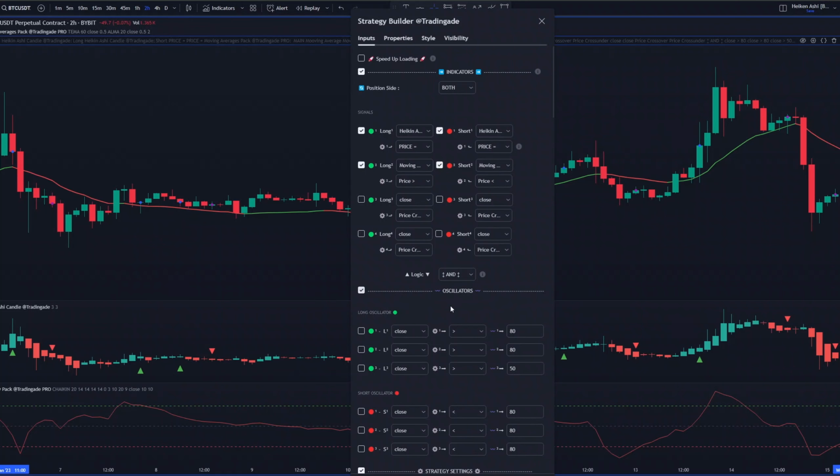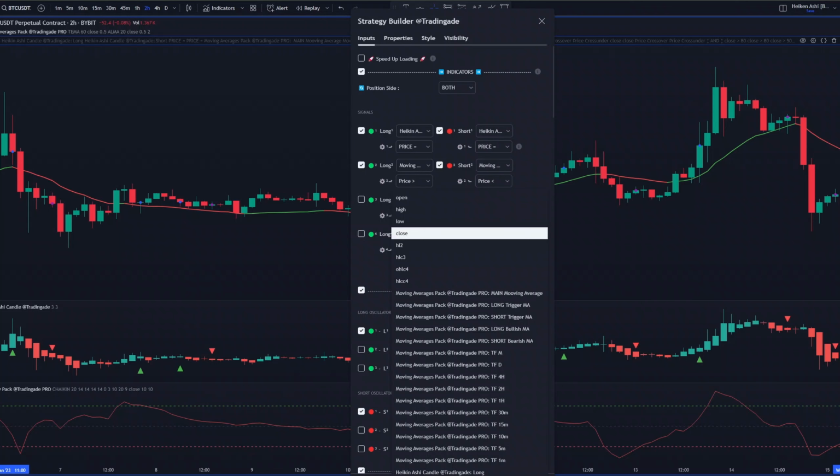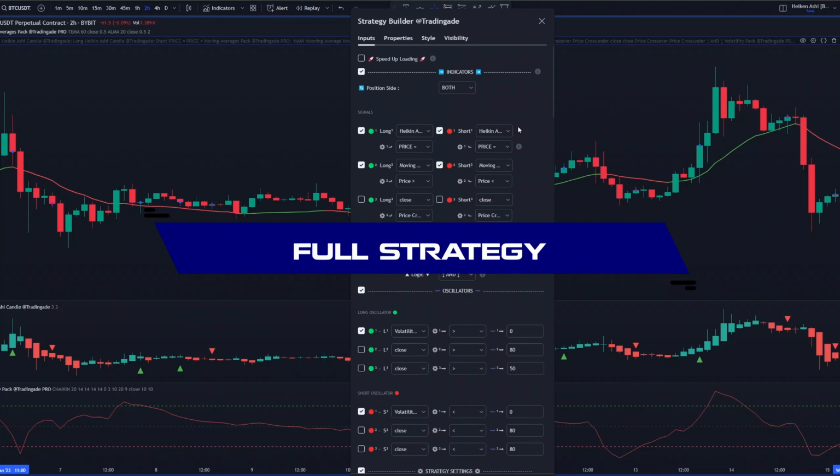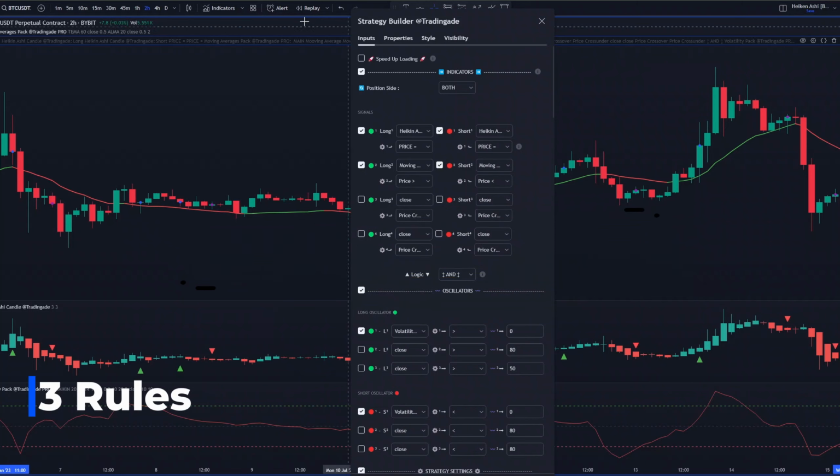So we go in the oscillator section, we turn on one signal for long, one for short. We're gonna set the volatility pack for both signals. For the long side, we need the Heikin that is above 0, while for the short side, we need the Heikin that is below the 0 level. And we're good to go, guys. In less than 30 seconds, we have just built a full strategy based on 3 different rules.